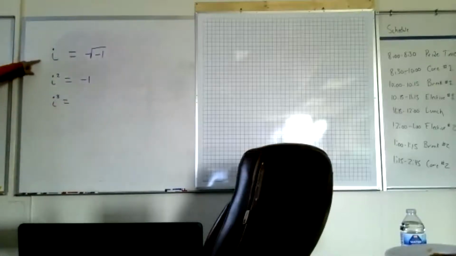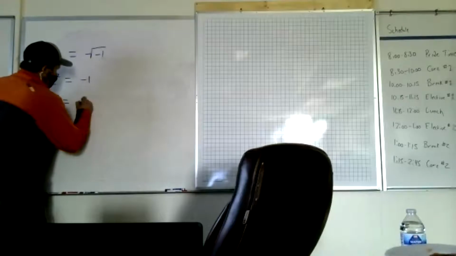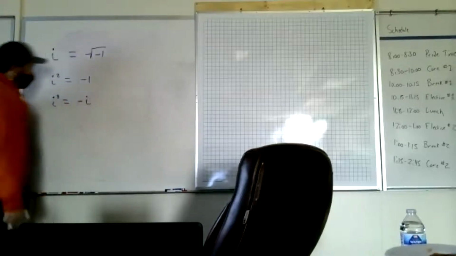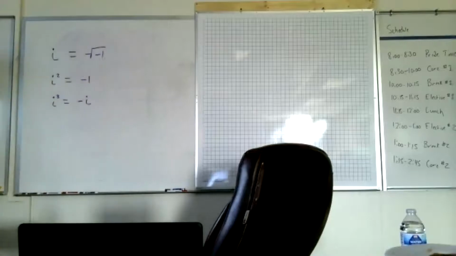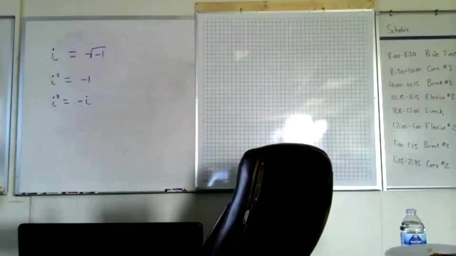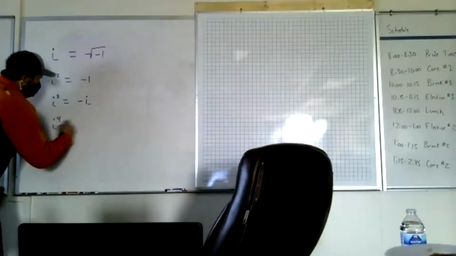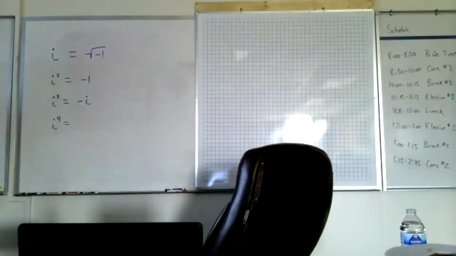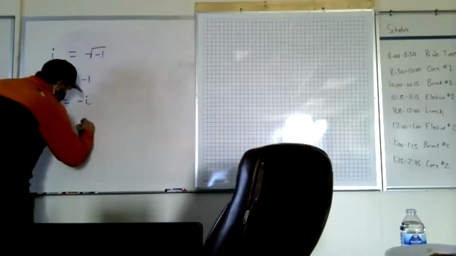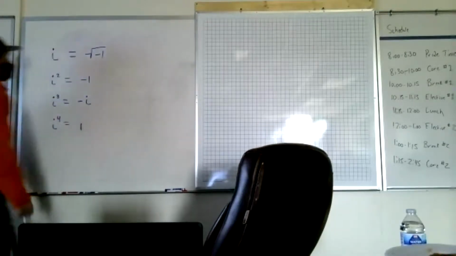Okay, well, we have i, then we have negative 1 once we multiply it. We multiply it by itself again, we get a negative i, because you're taking negative 1 times i, which gives you negative i. Then the final one in this pattern is i to the 4th. i to the 4th is similar to i squared times i squared. So negative 1 times negative 1 is going to bring you to 1.